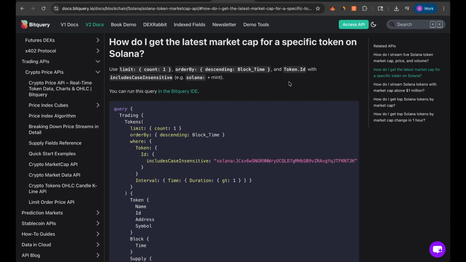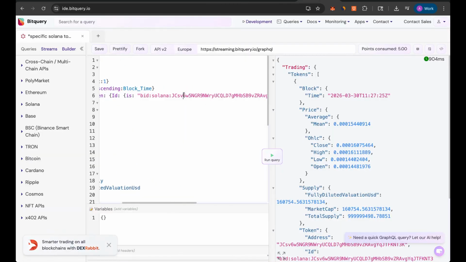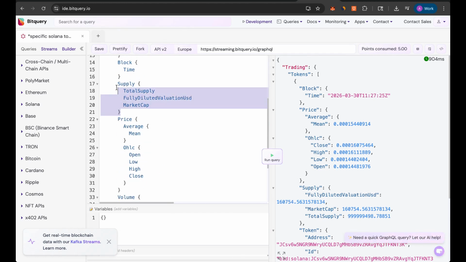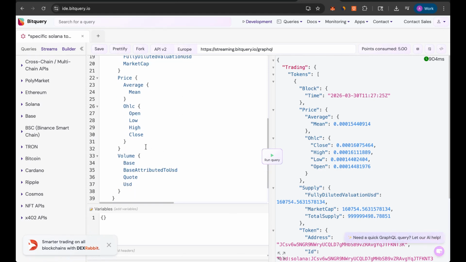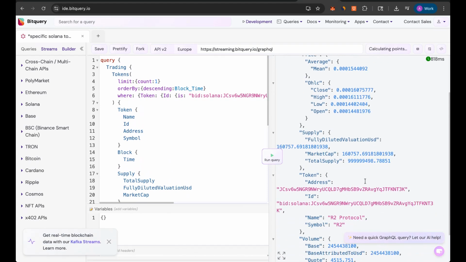Now let's get the latest market cap for one specific token. Use the token ID format Solana : followed by the mint address. Order by descending block time with limit 1 to get the most recent snapshot. The response shows current market cap, FDV, total supply, and OHLC price data. Great for quick lookups, portfolio tracking, or displaying token metrics in your application.